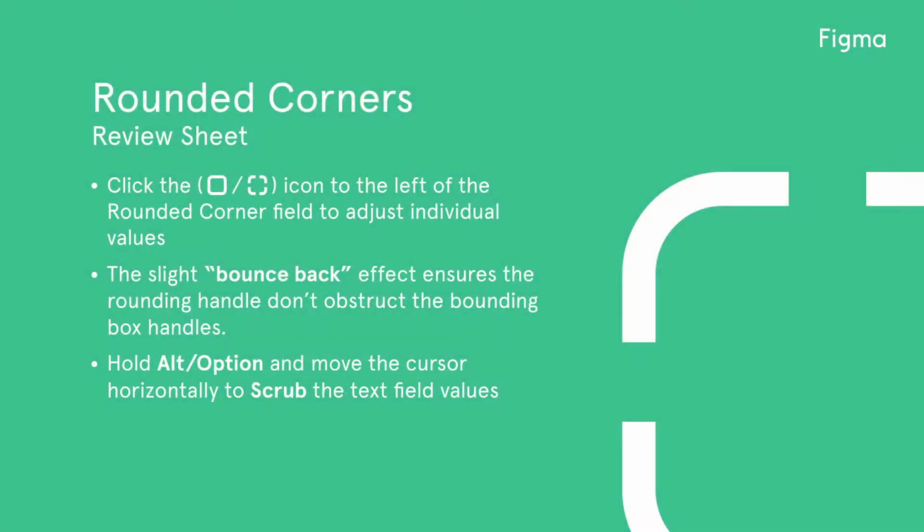Let's review what we've learned. Click the icon to the left of the rounded corner field to adjust individual values. The slight bounce back effect ensures the rounding handle doesn't obstruct the bounding box handles. Hold Alt-Option on your keyboard and move the cursor horizontally to scrub the text field values.